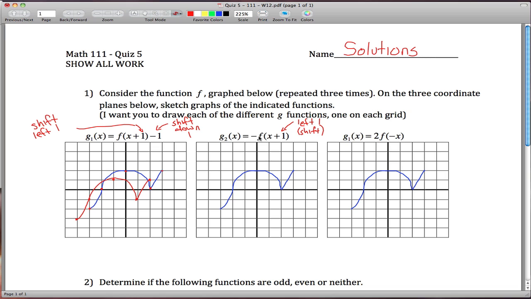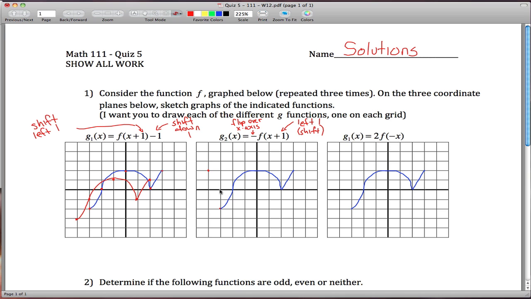This negative out here in front of the function means we're multiplying all the heights by -1. So we're going to flip it vertically. So flip over the x-axis is what this does. So we want to go left 1 for each point and then flip over the axis. So this point right here would end up there.